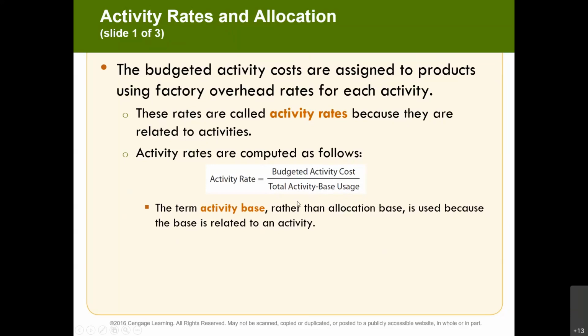When you hear the word activity base, it means instead of the allocation base, we use an activity base because it's related to that respective activity. You're essentially just swapping out the term. Allocation base is what we explored in departments. Activity base in activity-based costing is the base, right?